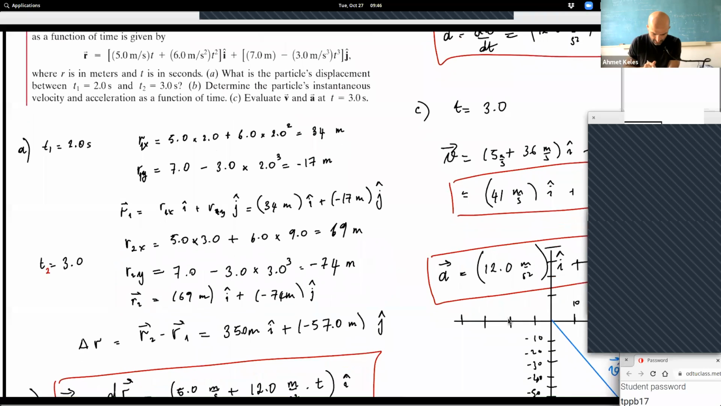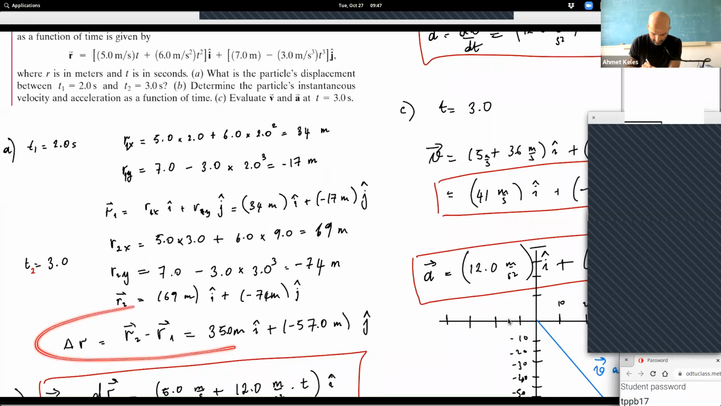And if you calculate r2 minus r1, it's basically 69 minus 34, which is 35. Is that correct? Yes. And minus 74 minus 17, which is minus 91. So that's your net displacement.